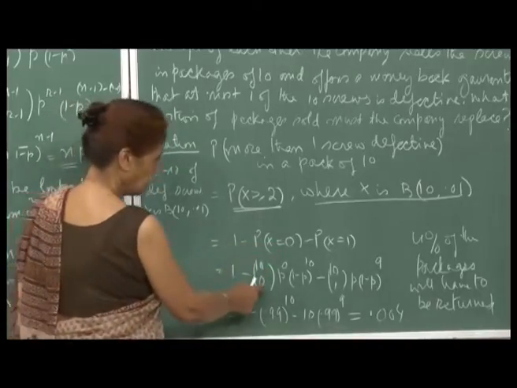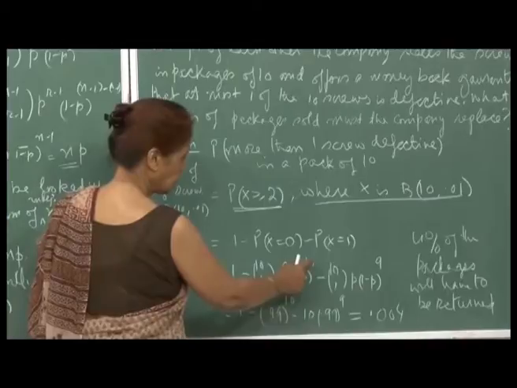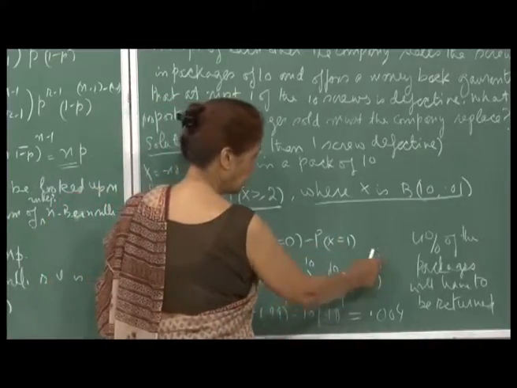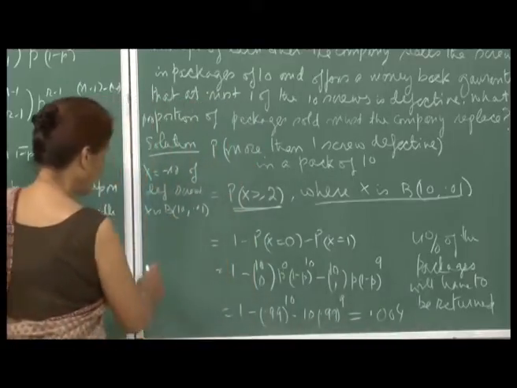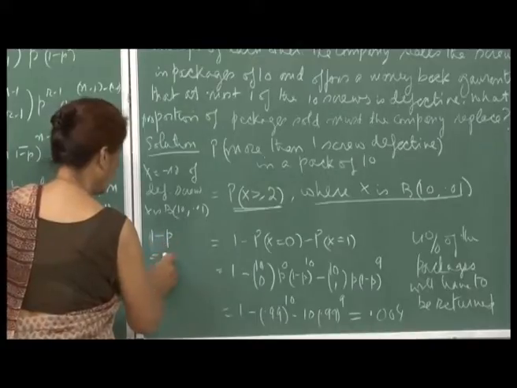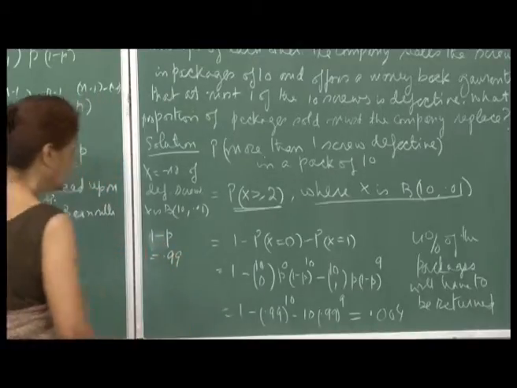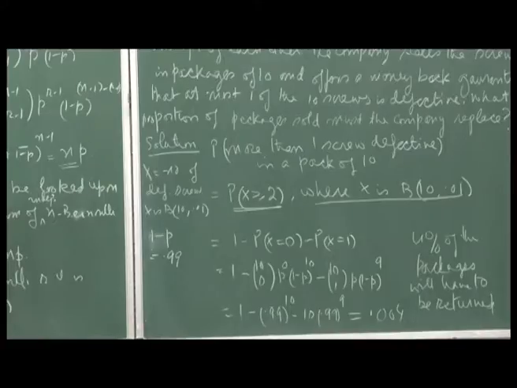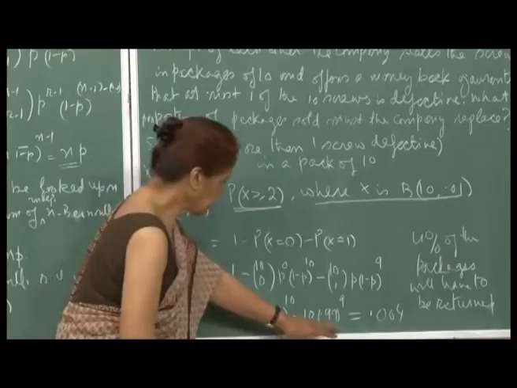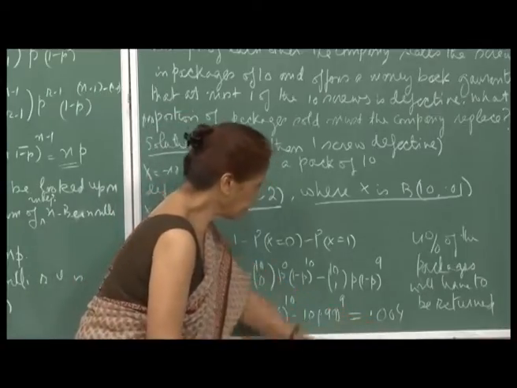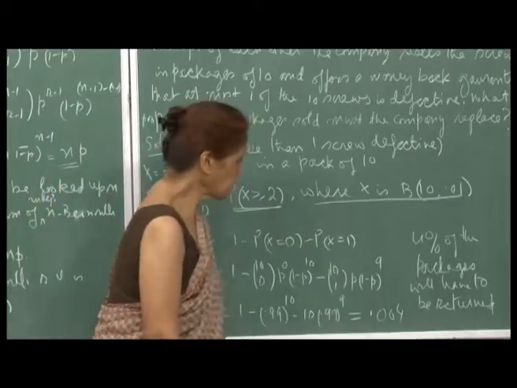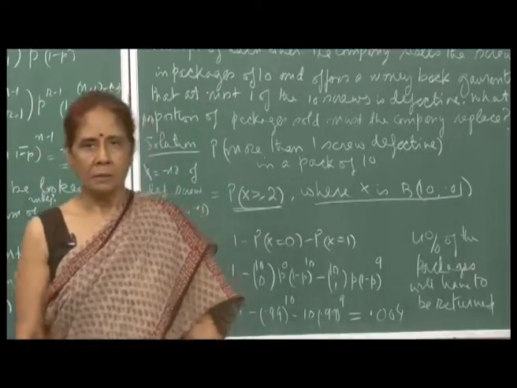So, 10 choose 0 into p raised to 0 into 1 minus p raised to 10, and x equal to 1 will be 10 choose 1 p into 1 minus p raised to 9, and now your 1 minus p is 0.99. You write down this number, you can use your calculator to compute it, and it comes out to be 0.004. So, that means 0.4% of the packages will have to be returned, right.